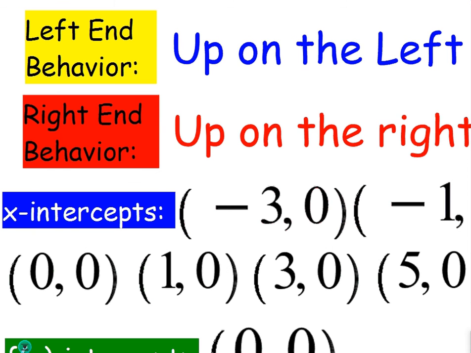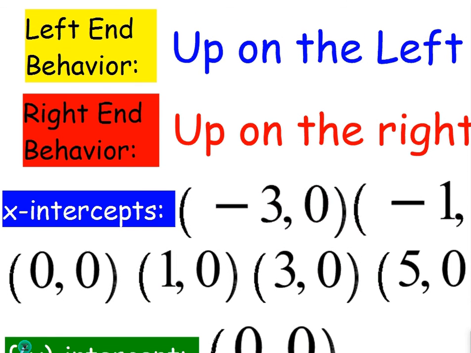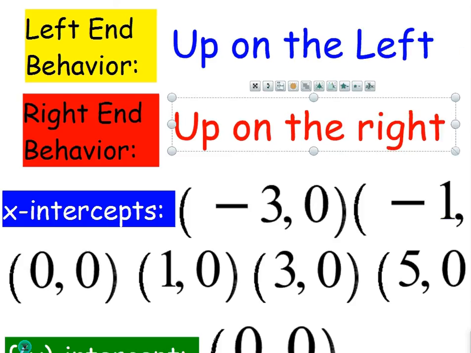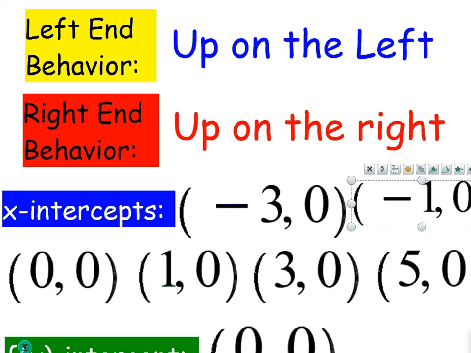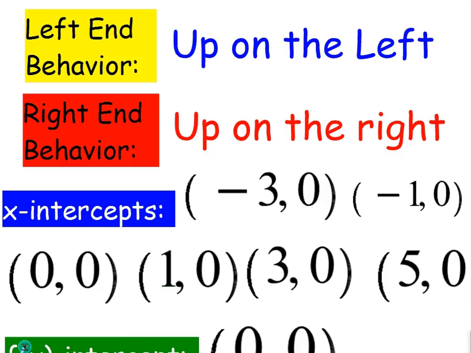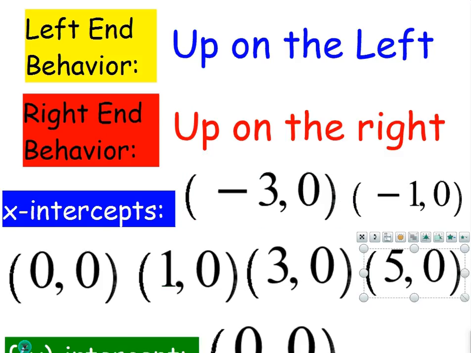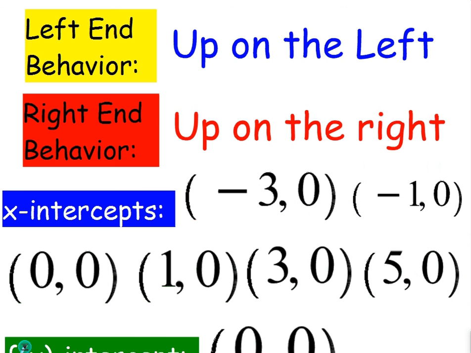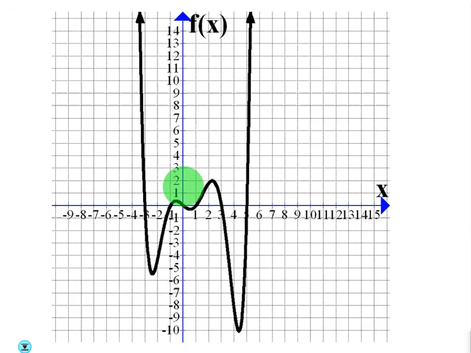All right, end behavior, and then we'll talk about x and y intercepts when we're done. It goes up on the left and up on the right. Now this one actually has 6 x-intercepts. 1, 2, 3. I'm actually going to have to use my pen here. 1, 2, 3. Missed that one a little bit. 4, 5, 6. Oh, so it's everywhere it touches the x-axis.